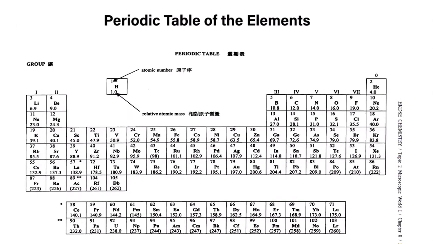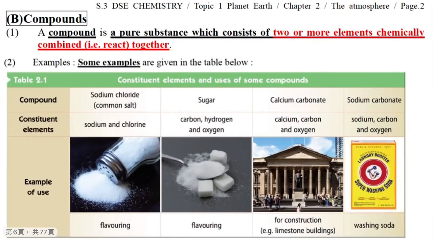We have a periodic table of elements that you have come across before. Then compounds. What is a compound? A compound is a pure substance which consists of two or more elements chemically combined together. An example of a compound is sodium chloride. Sodium chloride is composed of sodium and chlorine elements. They chemically combine together and it is called a compound.